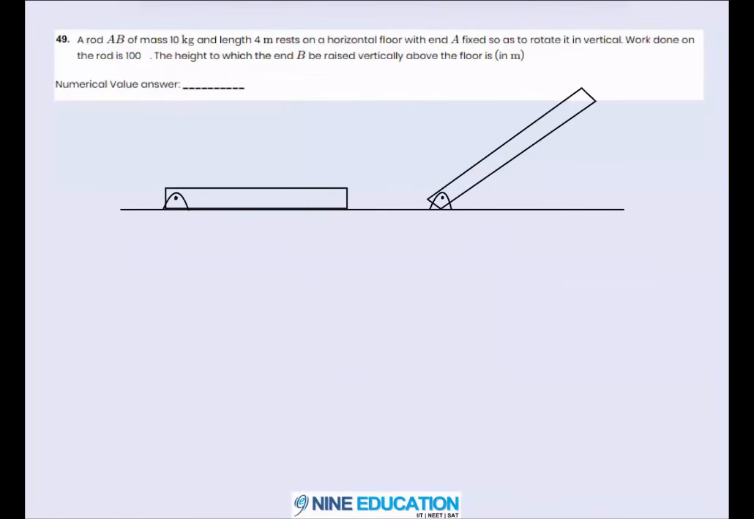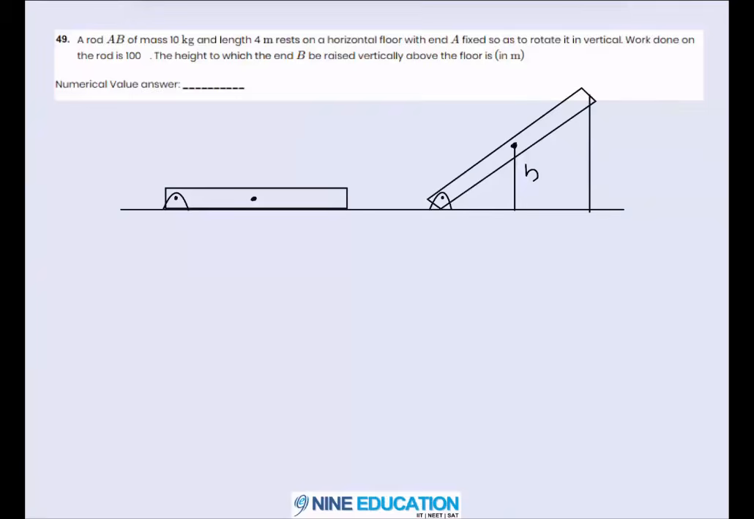Next. Now, in this particular question, we are doing some work in order to lift the rod, which is pivoted with respect to the ground. Now the initial center of mass of the rod is over here and the final center of mass of the rod is over here. Let's say that this particular height till which the center of mass is being raised is small h. Okay. But what do we have to calculate in the question?